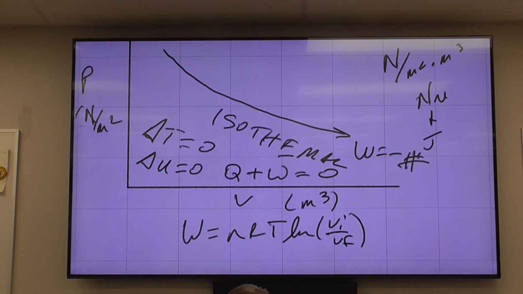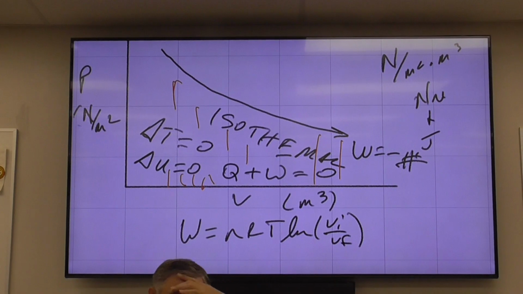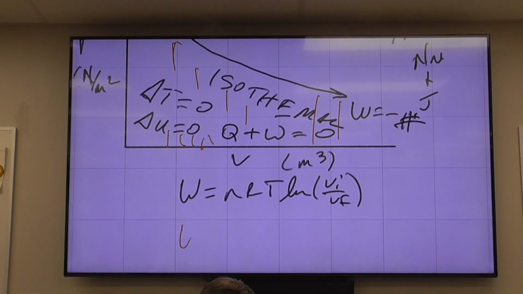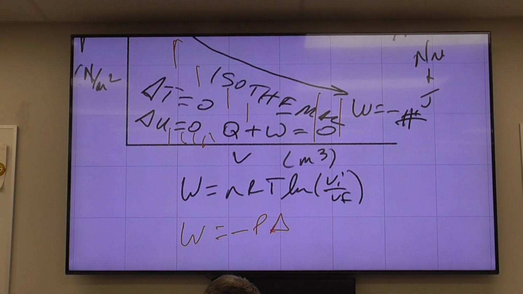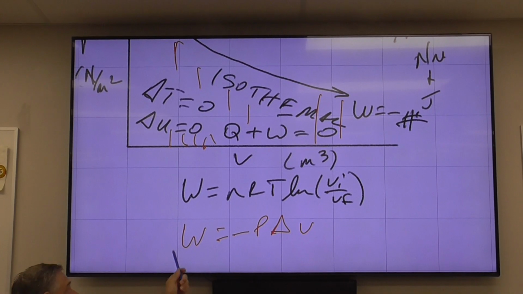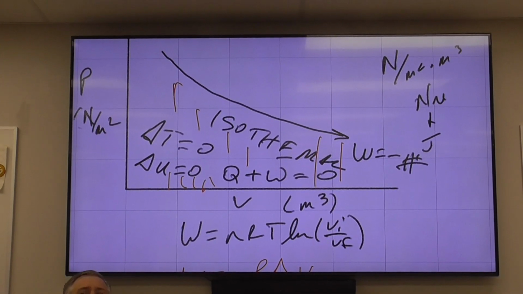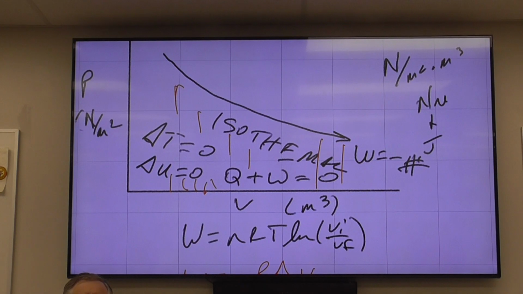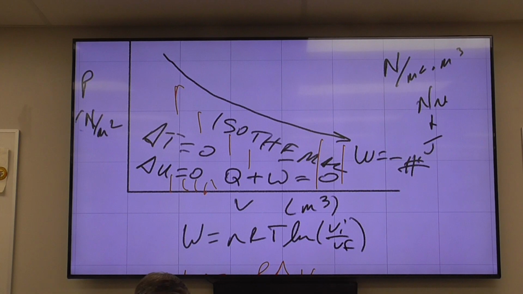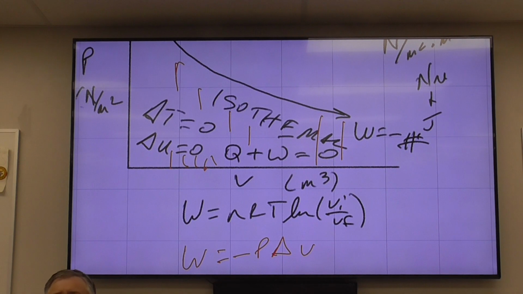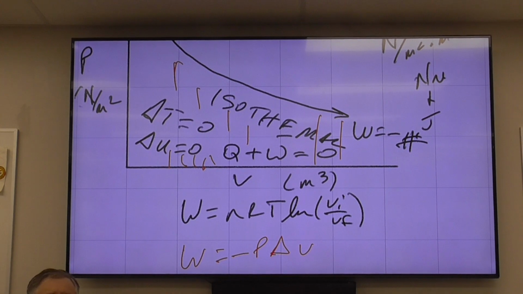And you use this equation here to find that area underneath that curve. Okay, now there is another way to find work, and that's negative P delta V. So why can't I use work equals negative P delta V on an isothermal line? Oh, because the pressure and the volume are changing. Yeah, you're changing the pressure and the volume. I can't use negative P delta V because I don't know which pressure to use, because the pressure is getting smaller.